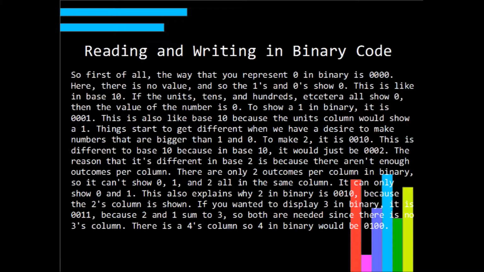So both are needed since there's no 3's column. There's only a 1's, 2's, 4's, 8's, etc. As you know, we've missed a 3, and so we have the sum of the 2's column and the 1's column to make the 3. There's also a 4's column, so 4 in binary would be 0, 1, 0, 0. 5 would be 0, 1, 0, 1, which would be the 4's column plus the 1's column. That does in fact make 5.